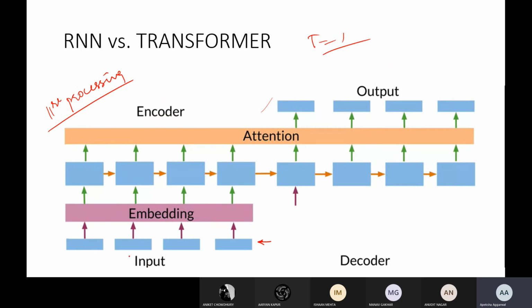So at once you are giving the whole sentence as input, and parallelly it will process and generate your output, and it will give attention to those words. One attention layer is there, and it will give attention to specific words, and it will produce output. So parallel processing it allows.